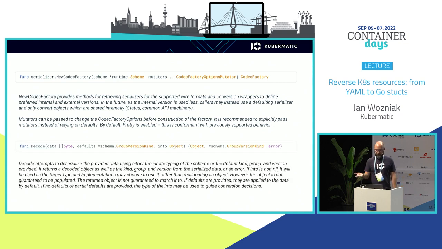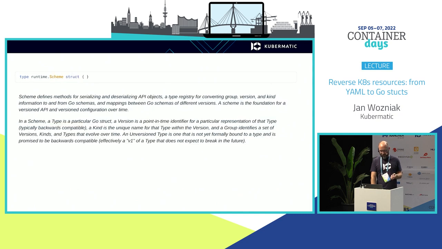And how does it do it? There's this decode function, so you first have to initialize the codec factory, but then to decode, you pass just a raw set of bytes that you have received from the network or file system, for the reverse kube resource case, and it outputs the runtime object and the actual underlying structure and the resource.